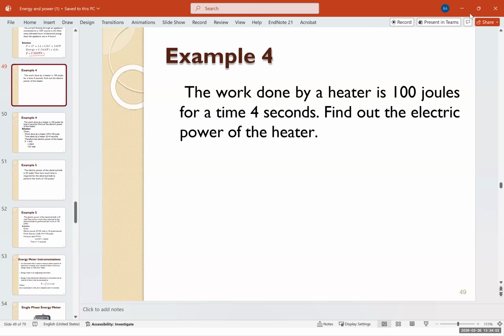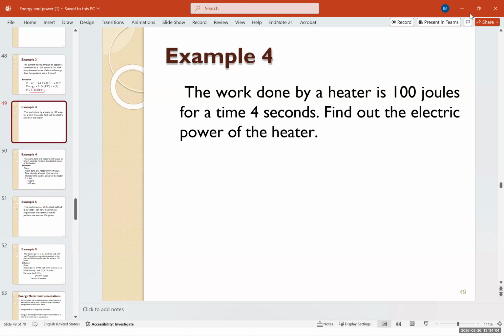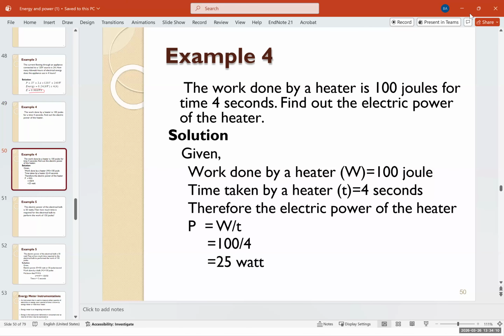Has anyone found the answer yet? How much? Yes. So work done by the heater, it's 100 joules. Time taken by a heater, it's 4 seconds. Power is the work divided by the time. So we have 100 divided by 4 gives us 25 watts.